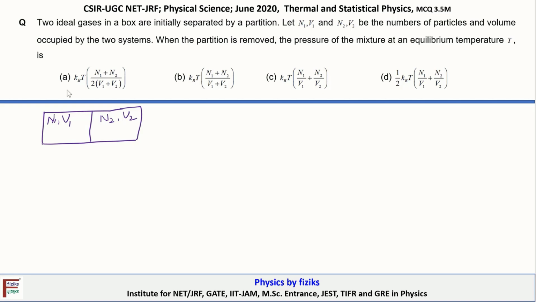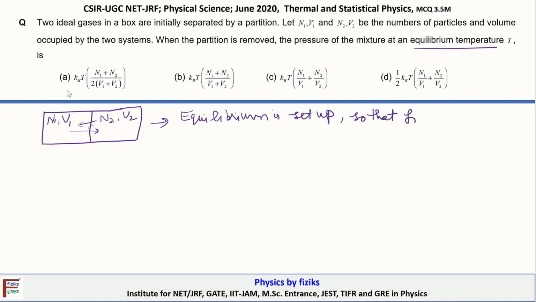When the partition is removed, gas molecules from this side will move in this direction, and gas molecules from this side will start moving in this direction. Ultimately we will have a mixture of these two gases. Just after removing the partition there is a non-equilibrium situation, and after sufficient time is given for the system to settle, equilibrium is attained.